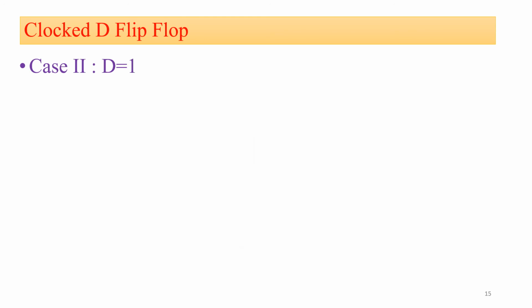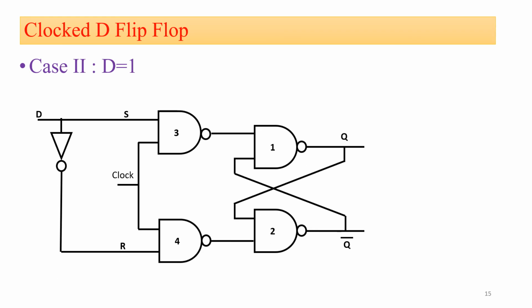Similarly, let's check the second condition, that is when D equals 1. Again same circuit. Now when D equals 1, then S equals 1 and R equals 0. R equals 0 due to that inverter, and clock equals 1. Now in this condition, the output of your third NAND gate will be 0 because its inputs are 1 1, and the input to your fourth NAND gate is 1 0, that's why its output equals 1.